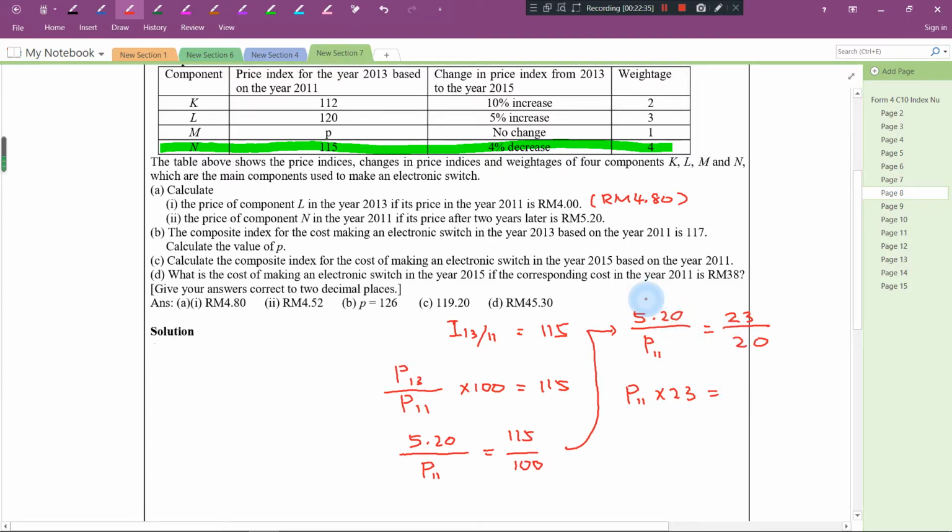This time, we can just press our calculator. 104 divided by 23. Okay, we get a very long decimal, and the question asks us to give our answer correct to 2 decimal places. Okay, so it will be 4 ringgit and 52 cents.